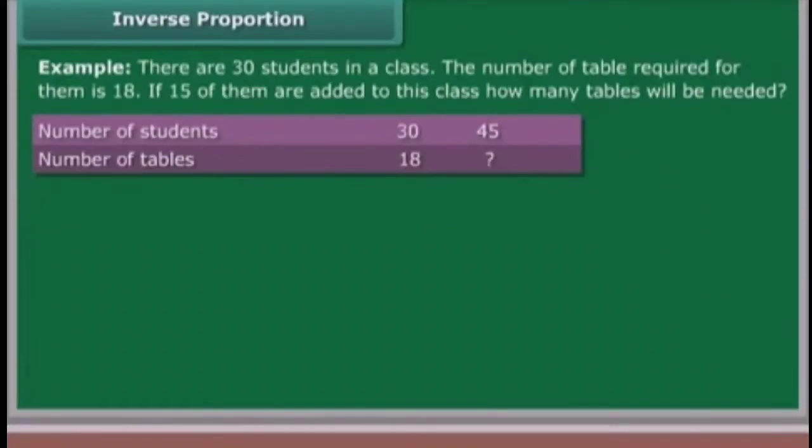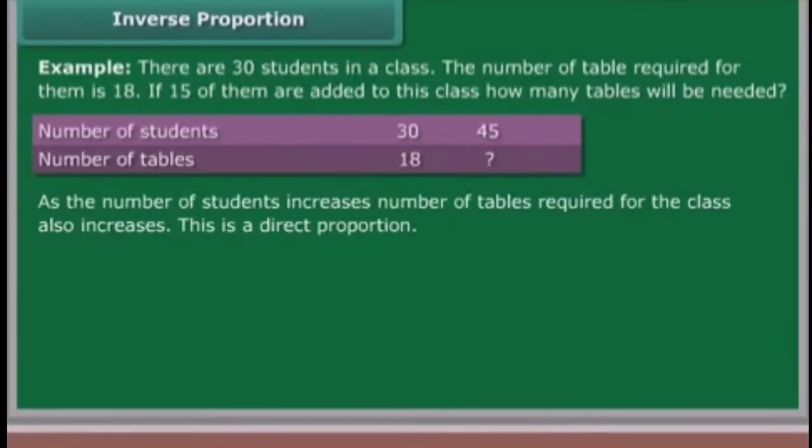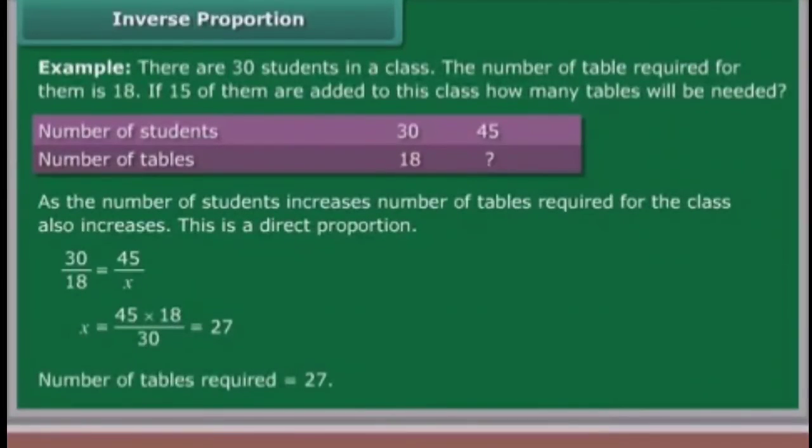Example: there are 30 students in a class. The number of tables required for them is 18. If 15 more students are added to this class, how many tables will be needed? As the number of students increases, the number of tables required for the class also increases. This is a direct proportion. 30 upon 18 is equal to 45 upon x. x is equal to 45 into 18 upon 30, which is equal to 27. The number of tables required is 27.